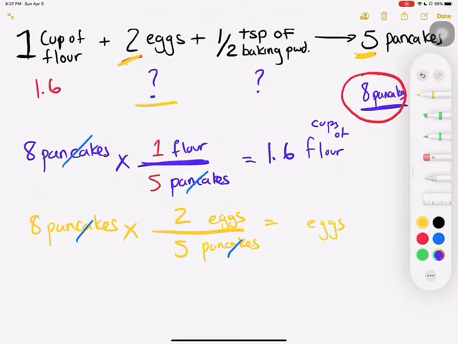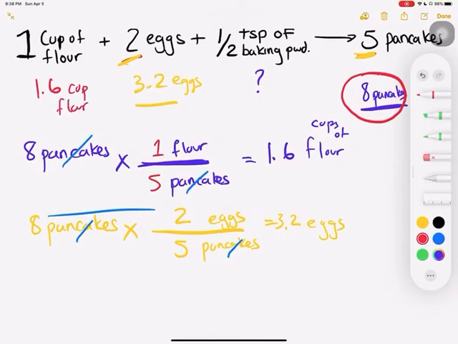Now the same thing, you multiply the numbers in the top. So you multiply 8 times 2, and then you divide by 5. So 8 times 2, that's 16, and 16 divided by 5, that should be 3.2. So it means that you need 3.2 eggs. Those are the number of eggs that I need. And 1.6 was the cups of flour.